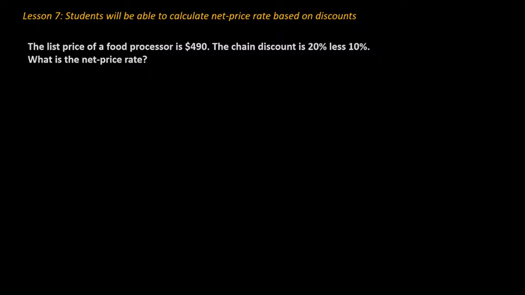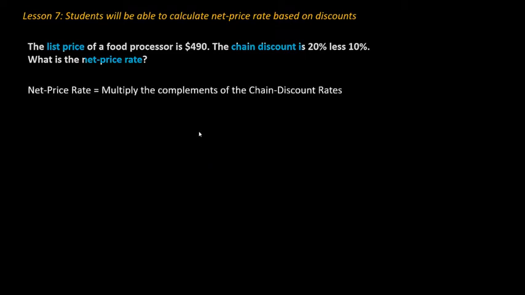Okay, so once again, begin by looking up your formulas. This is a relatively simple problem compared to some of the other ones we've seen, but it's deceiving, so I encourage you to still pull out your equations. Notice this mentions a list price, mentions chain discounts, and they are asking us what the net price rate is. If I pull out my equation reference sheet, I find that for net price rate, it says to multiply the complements of the chain discount rates.